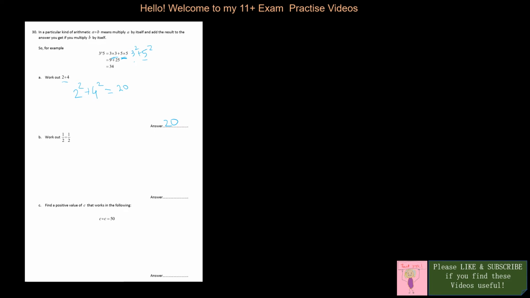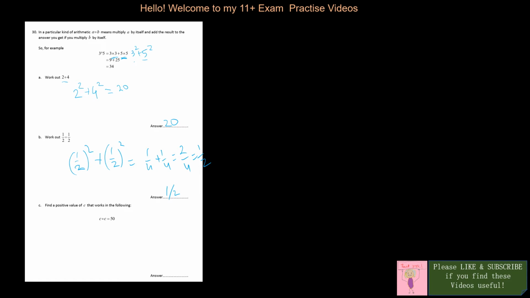Work out half or half. So it means half square plus half square. That equals 1 out of 4 plus 1 out of 4, which is 2 out of 4, which is half. So my answer is half.